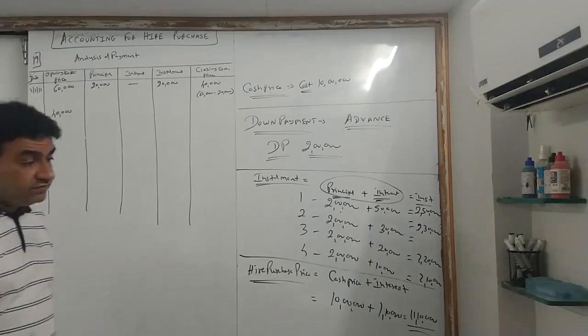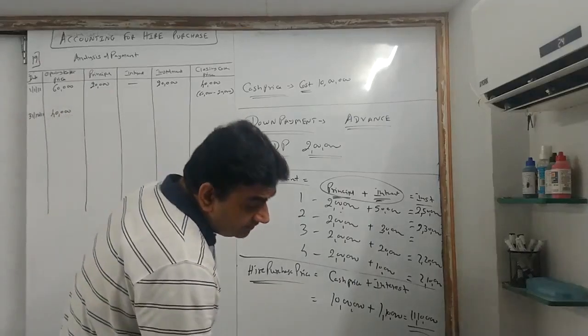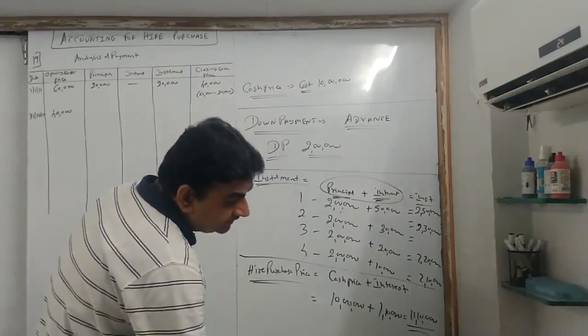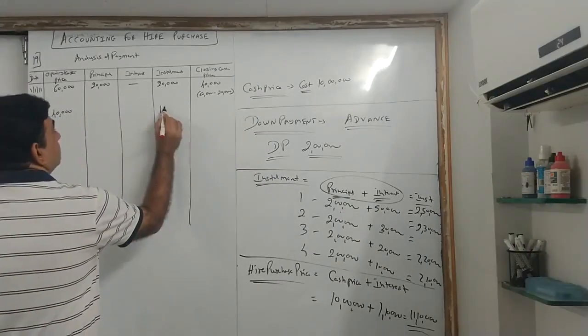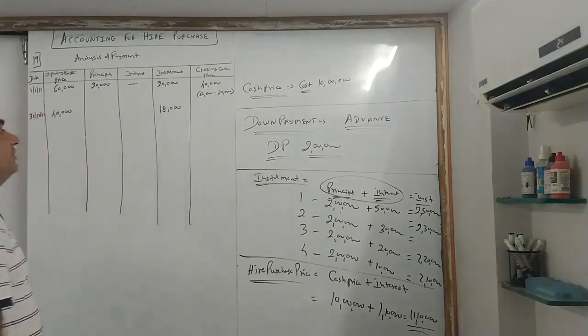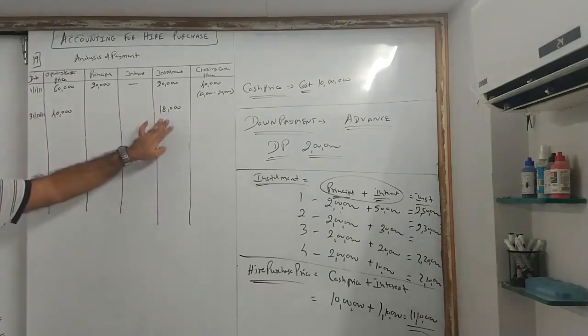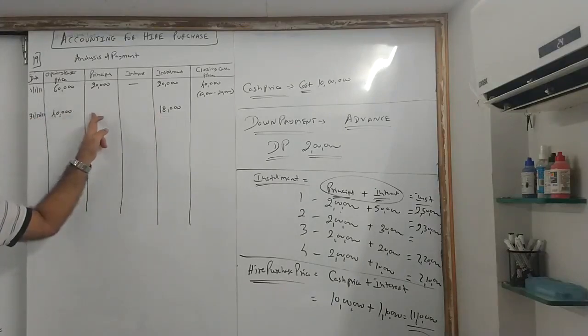Now, have they given you the first installment? Yes. How much is my first annual installment? My first annual installment is 18,000. Now see what I told you. Installment includes what? Principal plus interest.